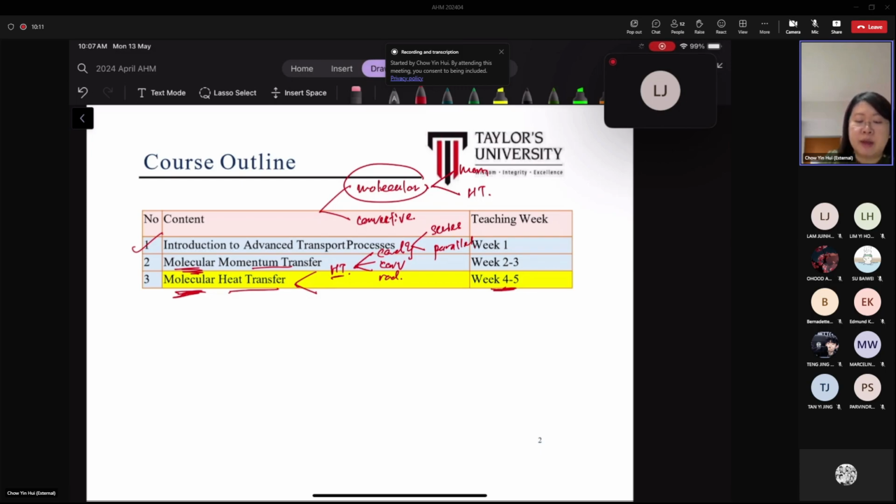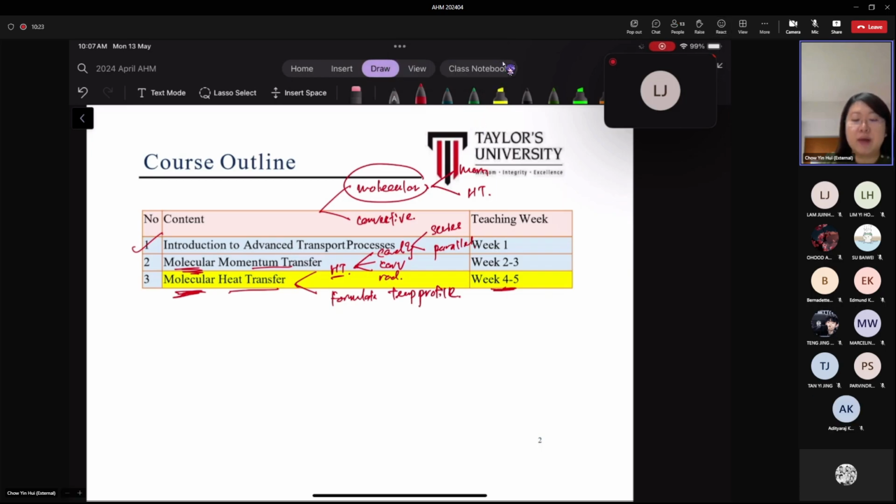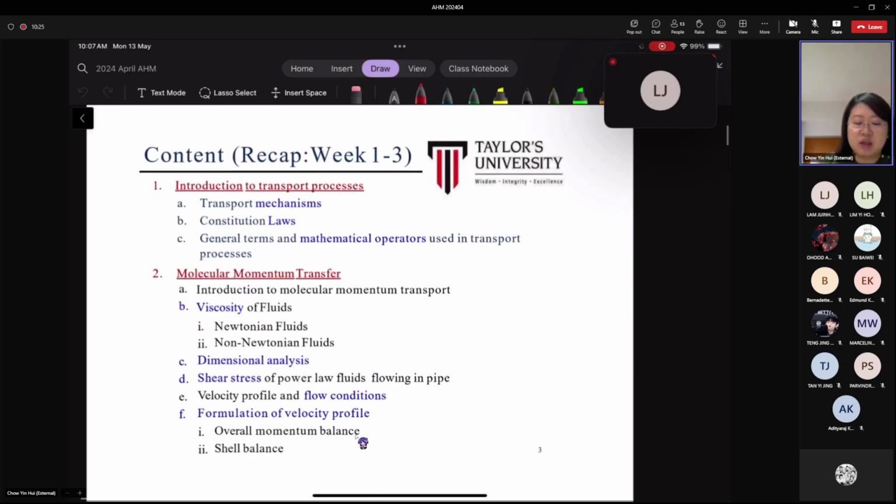And then for next week, we'll discuss how to formulate the temperature profile using the shell momentum balance method. So today is still quite okay.